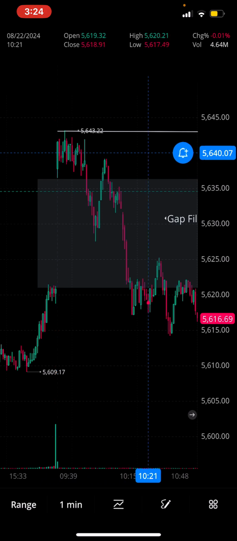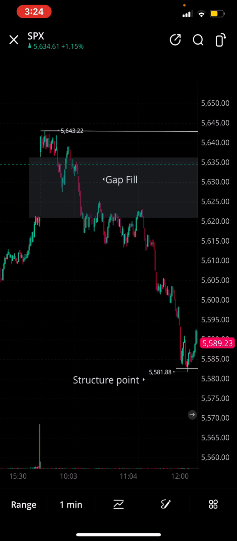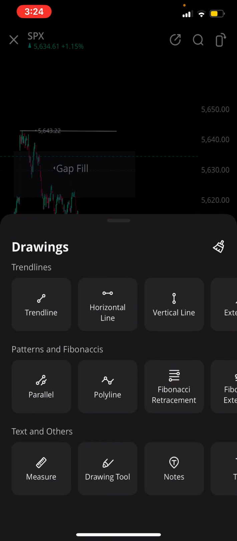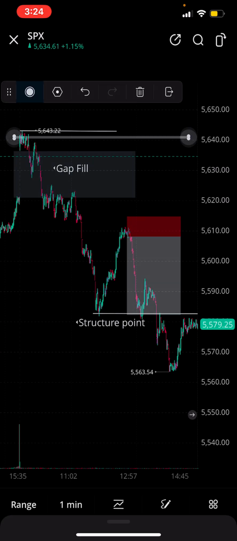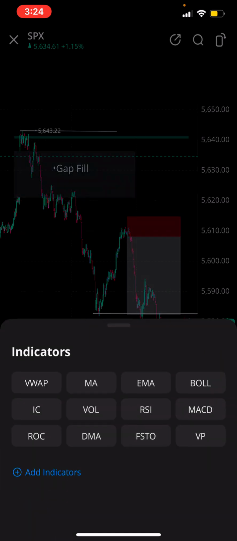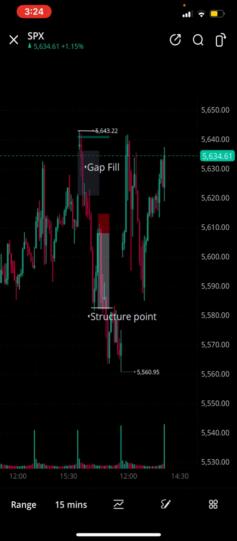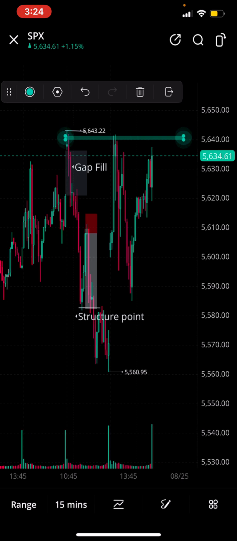So I make sure the guys are all the way up here, and if I would have been using it later down the line, as you see, if nothing touched it, then it's still valid. So let's just go ahead and switch the time frame to something higher. 15 minutes just shows you overall what's actually happening. You see the bigger picture.